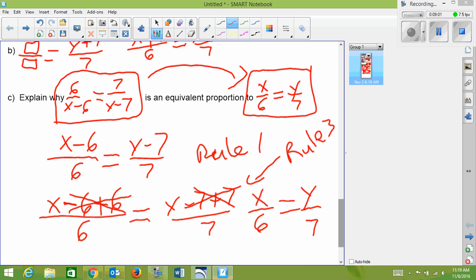So this whole section is dealing with ratios and proportions and then using those 3 rules to solve some problems.